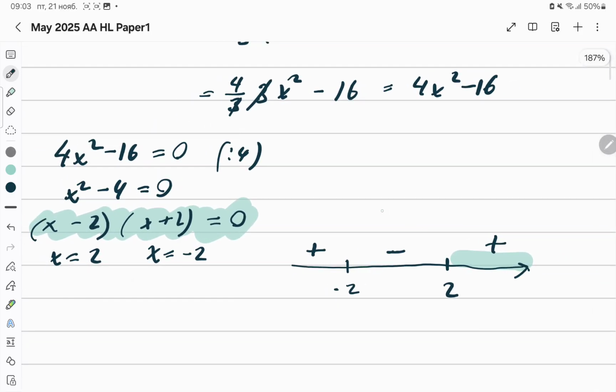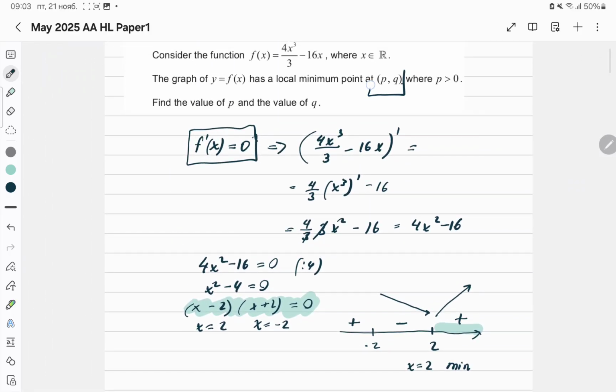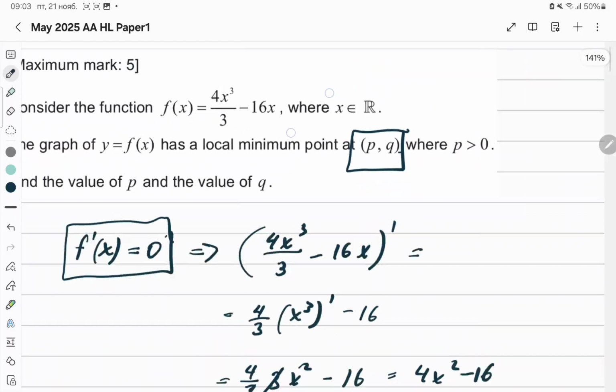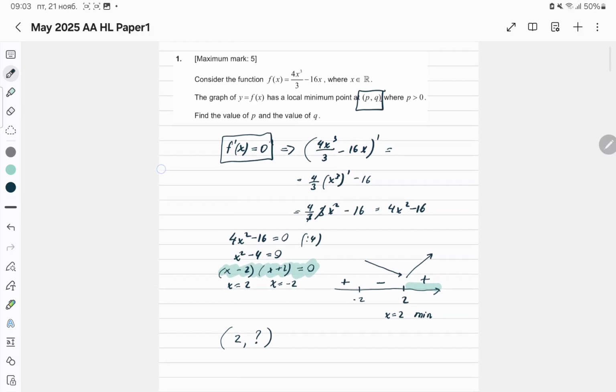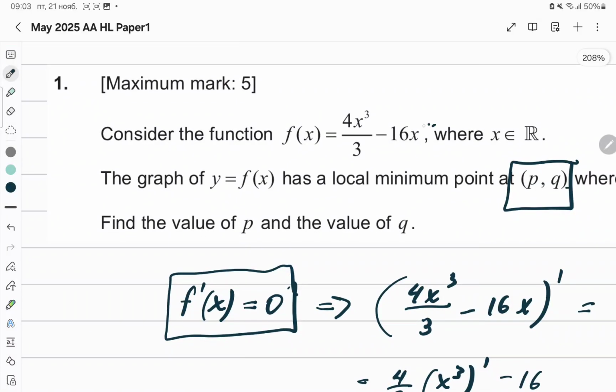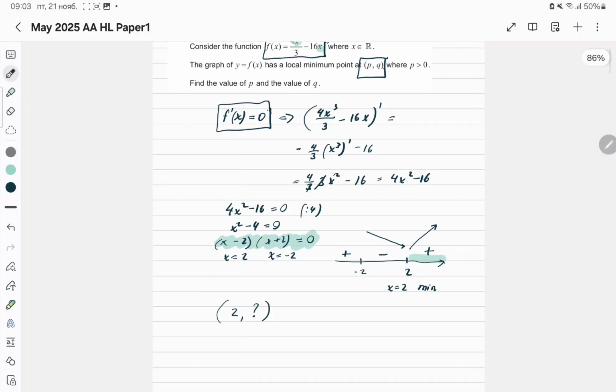So the function is decreasing in this interval and then increasing in the interval from 2. It means that the point x equal to 2 is a minimum point. That's how we got p. We have to find p and q, and p is already found, so we have a point with 2 and something for the y coordinate. How to find the y coordinate now? The function is given by this expression, and we have to plug 2 instead of x to find the y value of the minimum point.